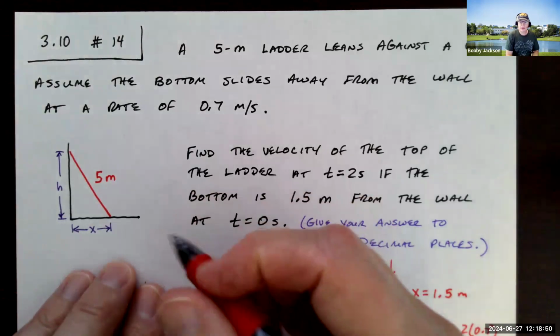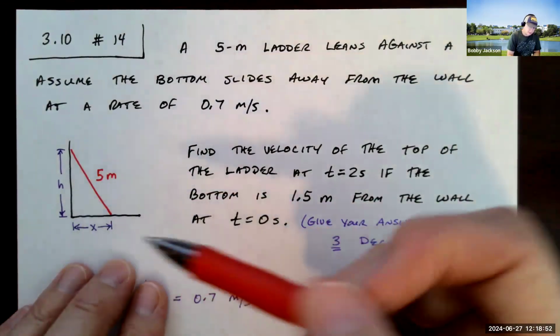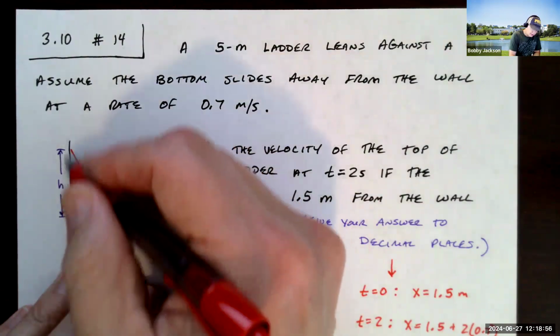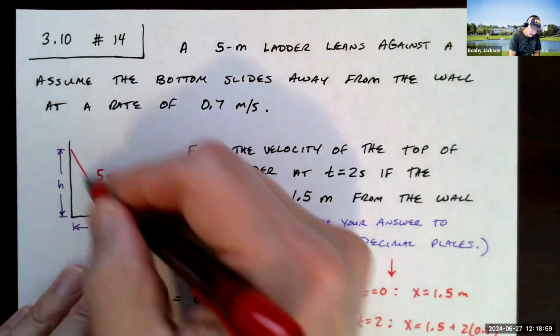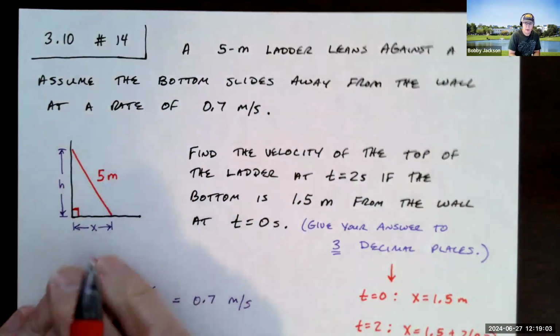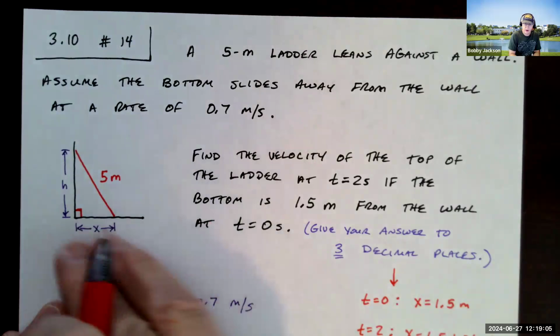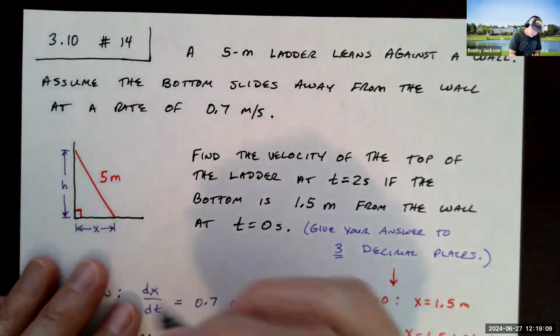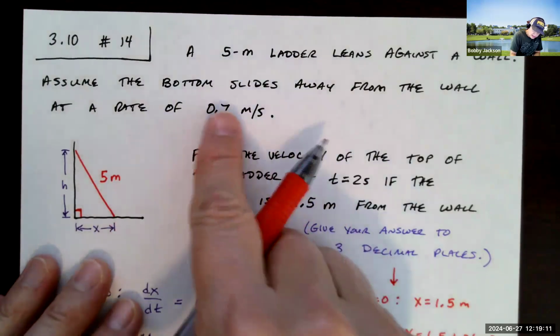So whether or not they give you a diagram, you should draw a diagram. I've drawn a simple one. Here's the house, or wall rather. Here's the ground. Here's the ladder. So we're going to assume this is a 90-degree angle. This is perfectly flat. No ups and downs. Don't complicate things. And the bottom of the ladder slides away.